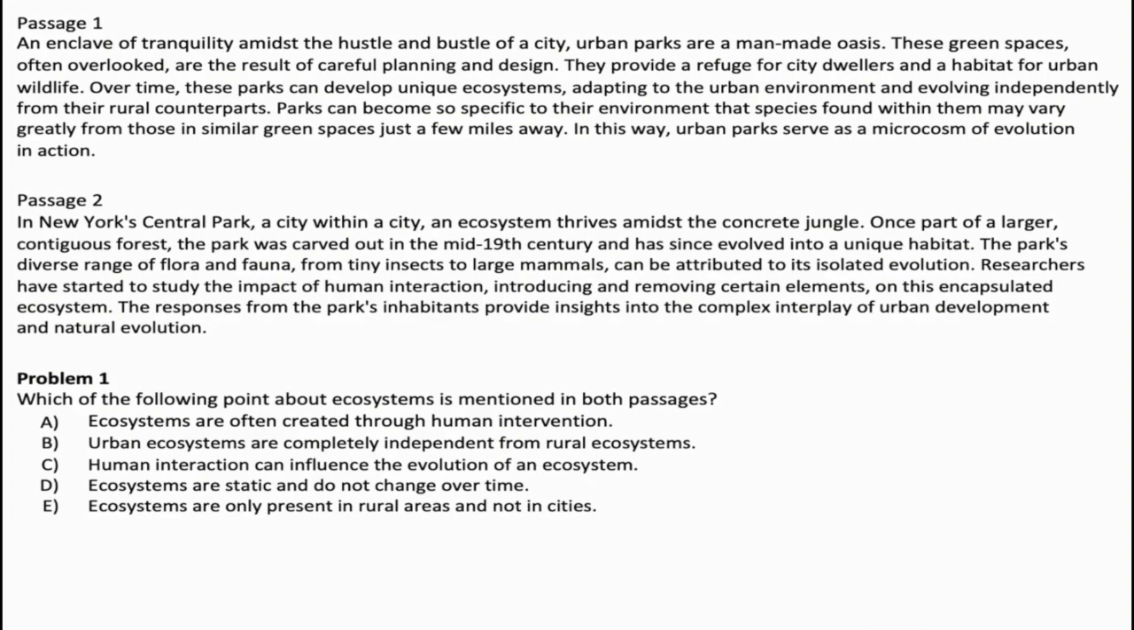Okay, before I read the next one, I just want to check in my brain, what was that about? That's about how urban parks are an oasis in the middle of a city and they form unique ecosystems because they're cut off from the rest of nature.